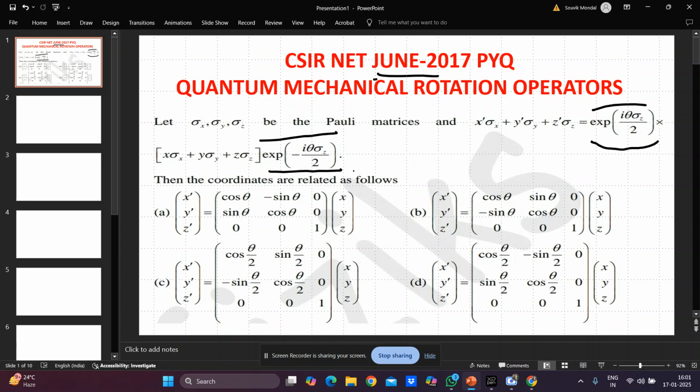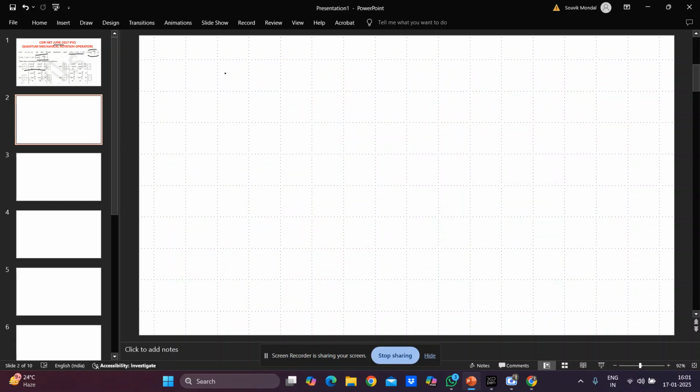So the statement is pretty simple. They are mentioning that sigma x, sigma y, sigma z are Pauli matrices, and that this LHS is equal to this RHS. So you have to find how x prime, y prime, z prime transform with x, y, z. So what is the rotation operator or transformation operator for this question? And they are giving you this identity. Let me just quickly do some basic things.